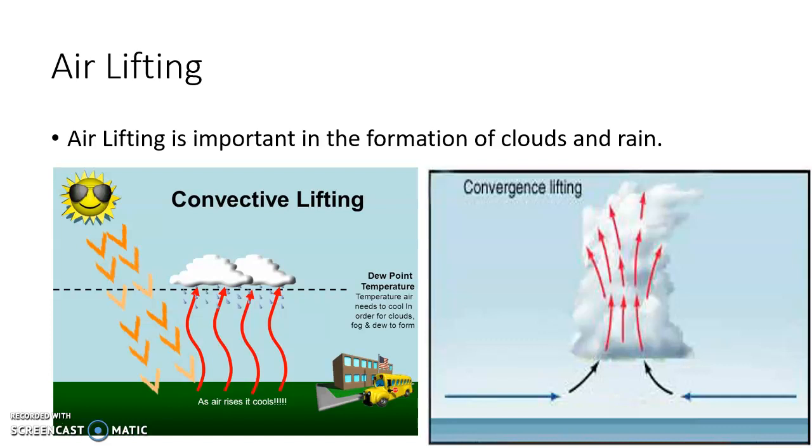Convection lifting happens when unusual surface heating creates localized pockets of air to rise because warm air is more buoyant. And then there's convergent lifting. Air flows in from multiple directions. It collides and causes air to move forward. And that is how we form some of our clouds.